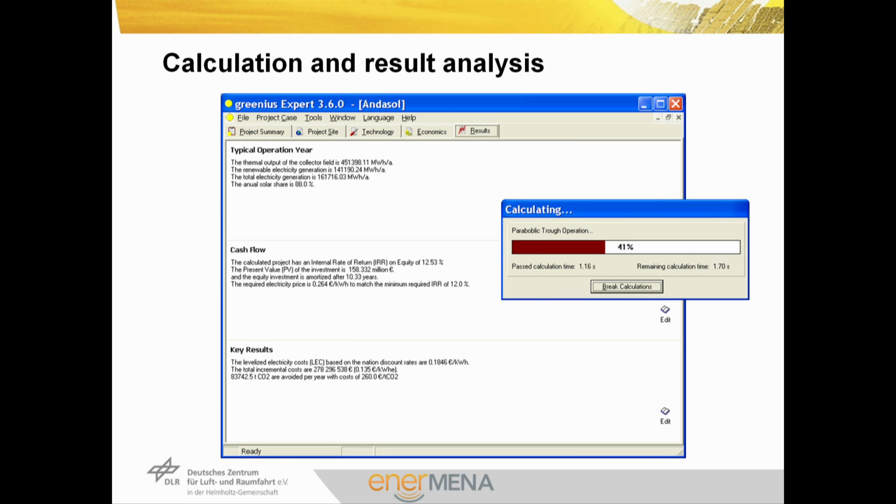Once all these things have been defined or just left at the default values given by Greenius, you may start the simulation of the typical operation year. The normal calculation needs only a couple of 2 or 3 seconds to simulate a whole year, and after that you get the results and you can inspect them in the results window.